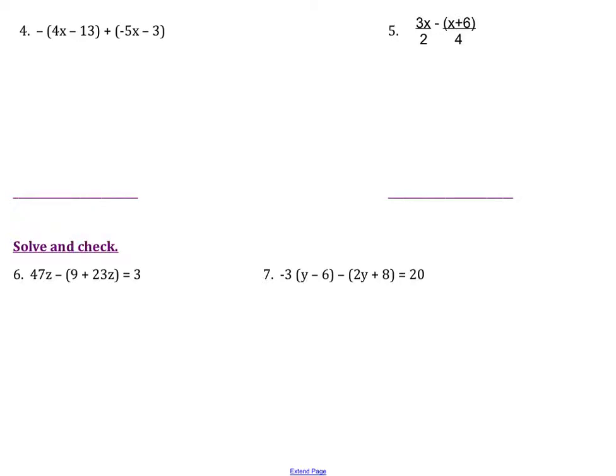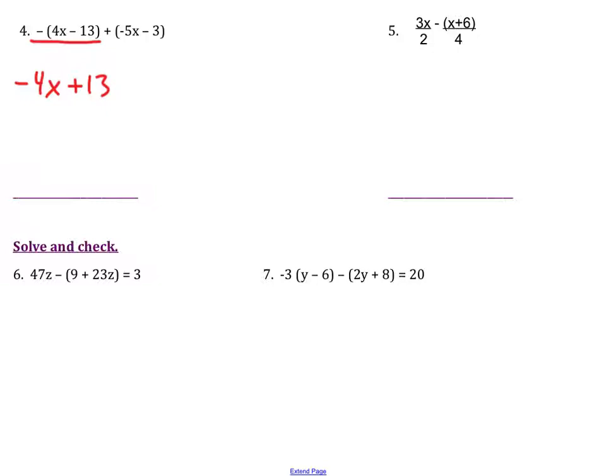We're going to run through a few examples of subtracting sums and differences. Looking at number 4, first thing we do is look at this first set of parentheses. We have negative, and then in parentheses 4x minus 13. As we saw in the previous examples, we can rewrite that as negative 4x plus 13.